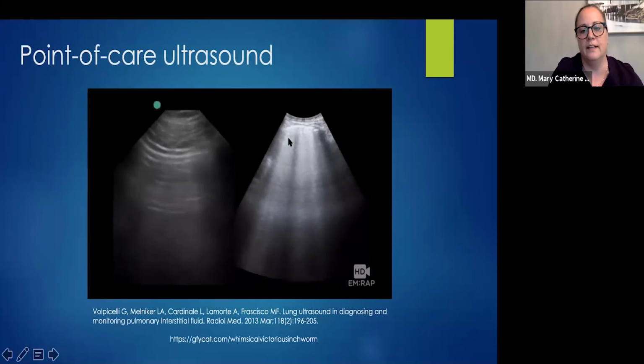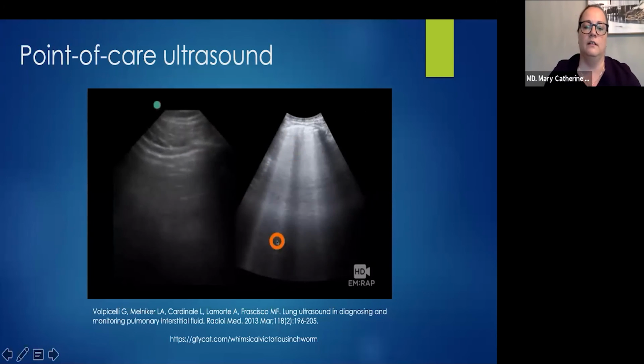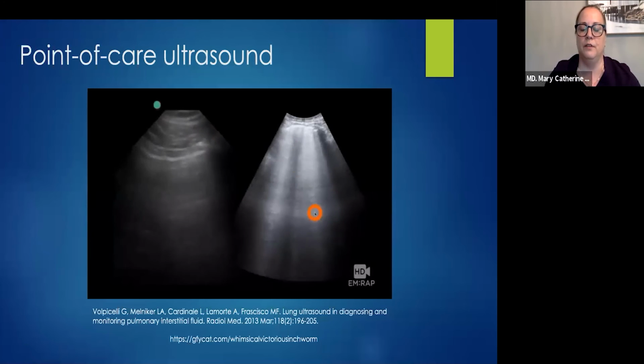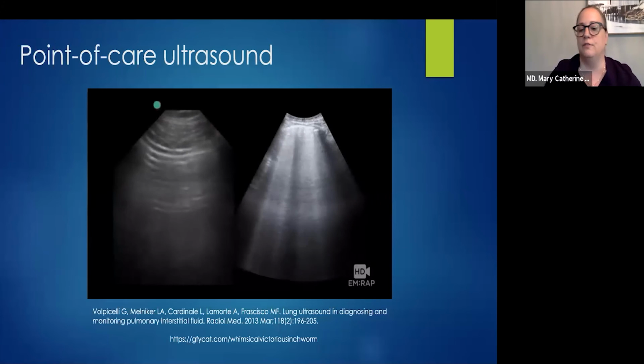However, on the right, these bright white echogenic vertical lines are what we call B lines. If present in large numbers, they can help diagnose pulmonary edema and serve as an adjunct or maybe even a replacement for chest X-ray in these cases.